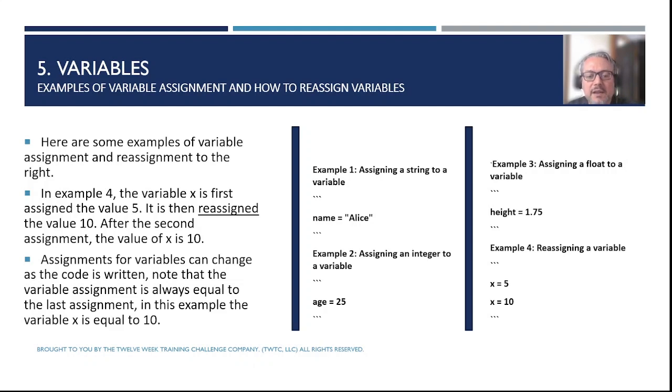Example 4, reassigning a variable. In your code, as you go from the top line of code to the next line, it's sequential. You're reassigning: x equals 5, then you're assigning it 10. So it's going to remember the last assignment. So x in this case is equal to 10.